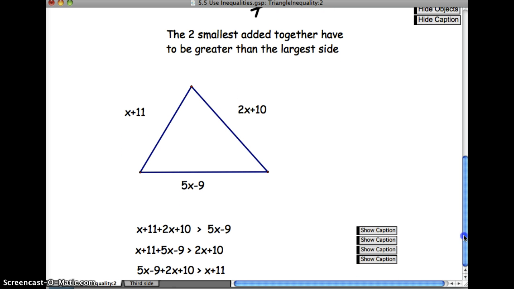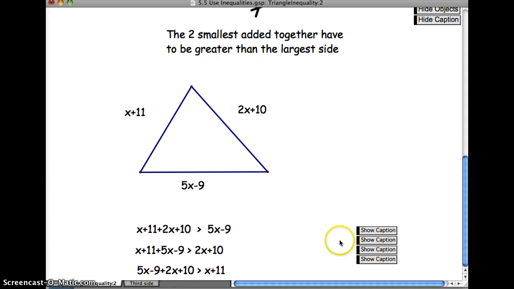Here we're given a triangle, and it's clearly a triangle because you have three sides that are enclosed, right? That create an enclosure. Now, if I want to find out the x value that makes these triangles work, I'm going to do the same thing. I'm going to take my three sides, 5x minus 9, 2x plus 10, x plus 11, write them on the outside as a greater than sign, and then go ahead and put the other two sides there. And then what do you think I'm going to do? I'm going to solve for x, right? I'm going to solve my inequality for x.